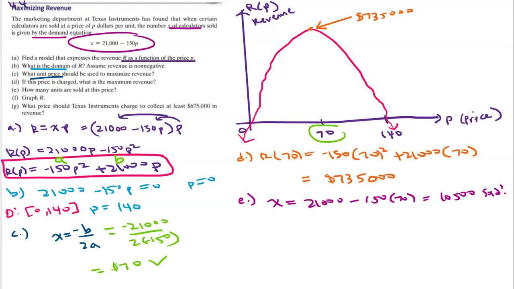All right. F, we're already doing F, graph R, right? And then let's go to the last one here. It says, what price should Texas Instruments charge to collect at least $675,000 in revenue? So it's talking about revenue, which means we have a revenue equation. All we need to do is replace R of X by the revenue that they gave us. So they want to collect at least $675,000 in revenue. So we're going to replace R of X, which is the Y value, by 675,000.